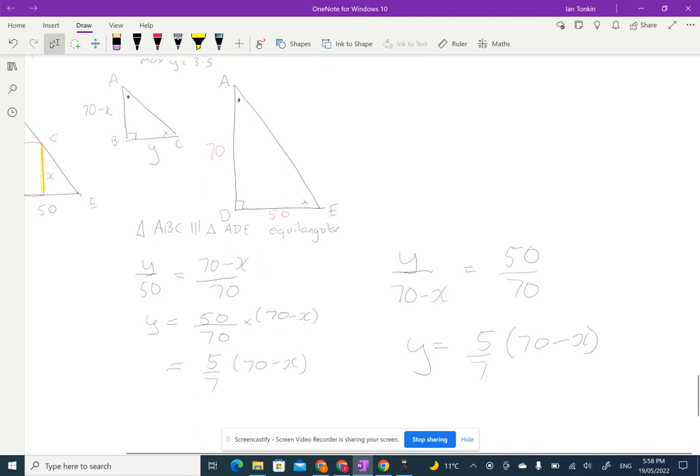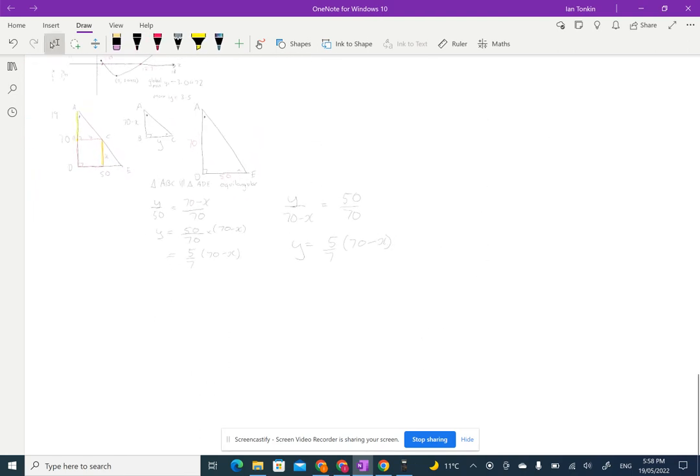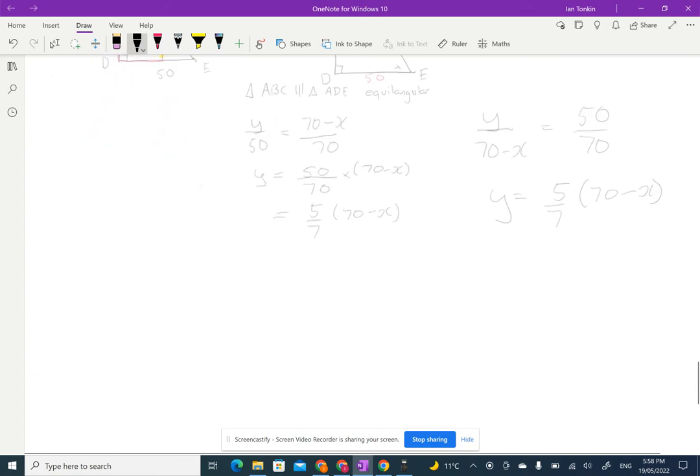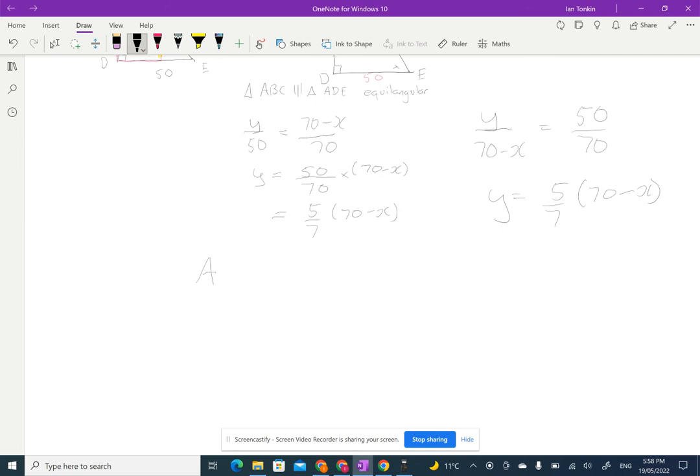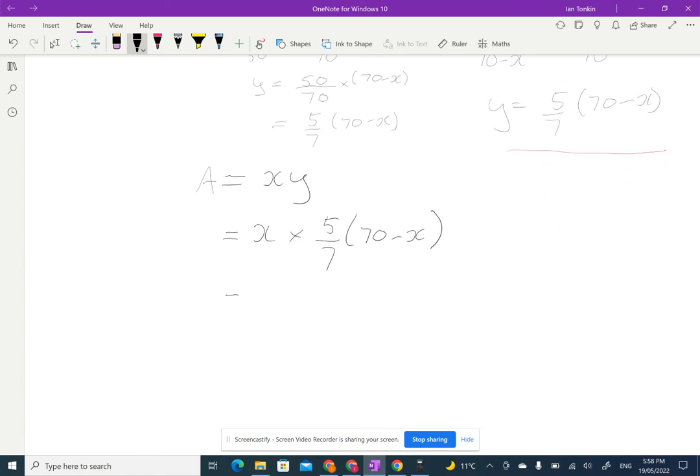So, let's go, I'll go down here. The area of the rectangle, I'm going to make this a bit thicker, equals xy. Well, we've got x, and now we've got y over here. So just sub that in, times 5 on 7, 70 minus x. Okay, so 5x on 7, 70 minus x.